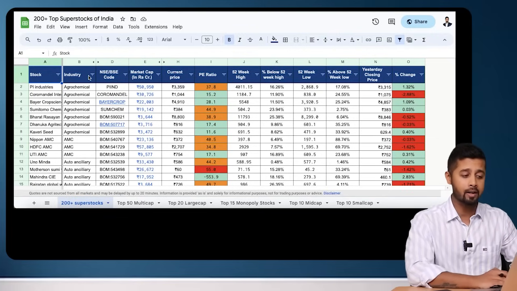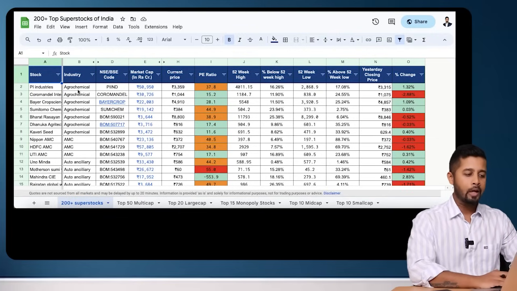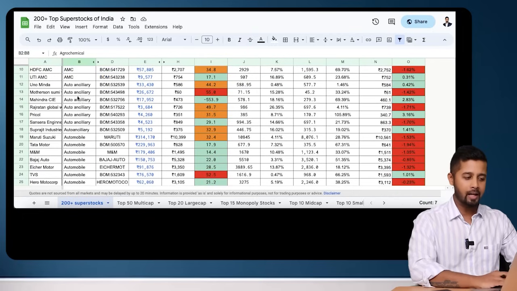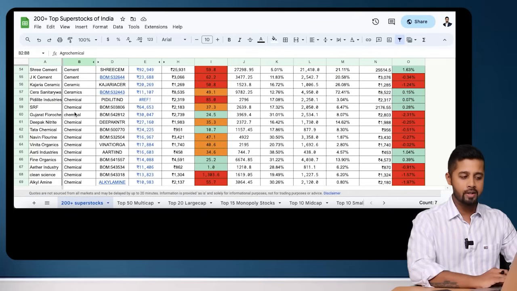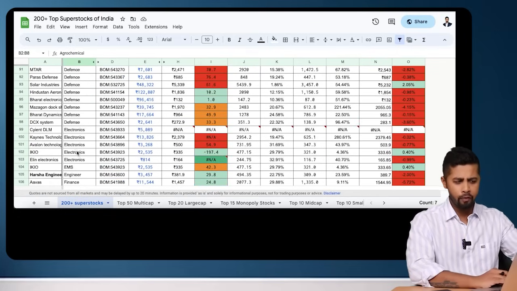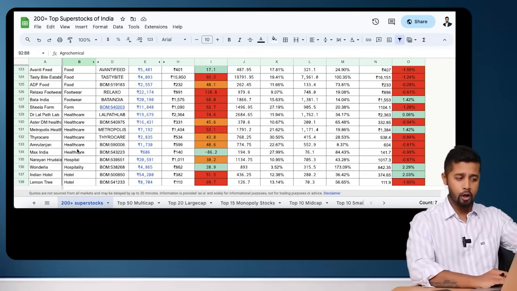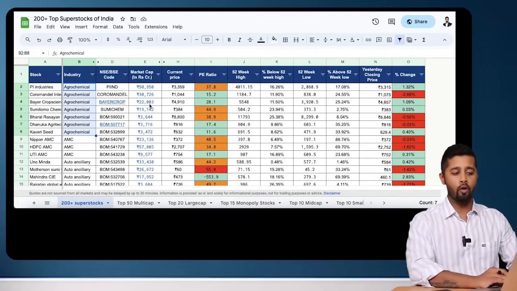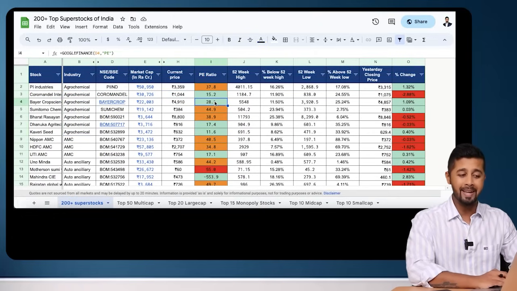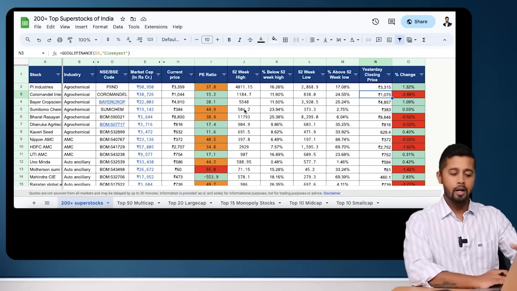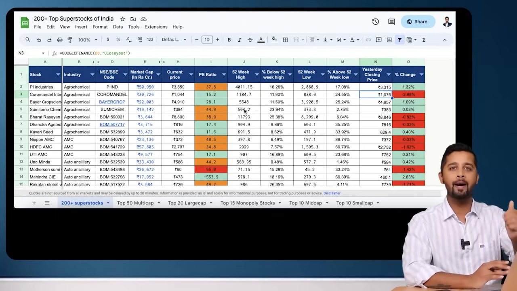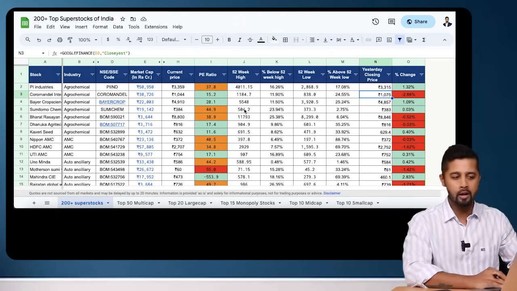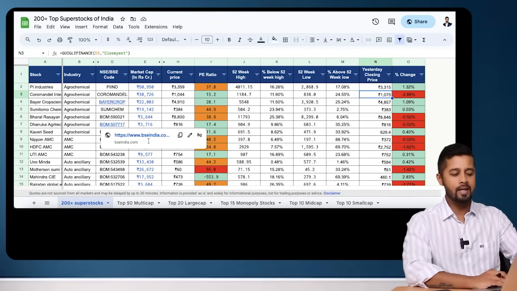This is, by the way, a live tracker that I've created with Google Finance. You can see the various industries: agrochemical, AMC, auto ancillary, automobile, then your banks, then your capital goods, chemical, then defense, electronics, FMCG, a lot of companies. And I've also got the market cap, current price, PE ratio, 52-week high, low, and the yesterday closing price. So this basically is a repository of top stocks that I am tracking for my investment, of course, for knowledge sharing purposes. And this is one of the starting points.